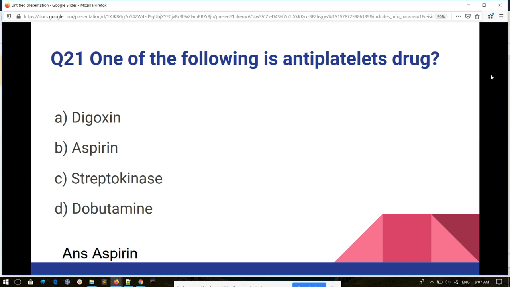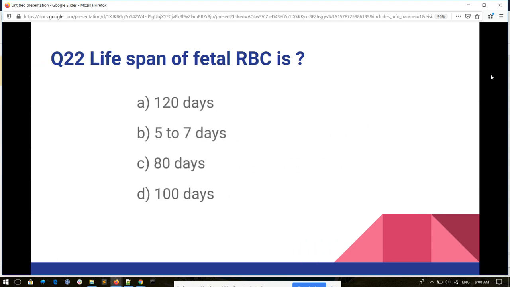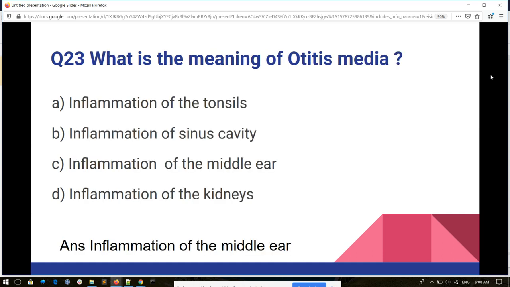Aspirin is an antiplatelet drug. Question number 22. The lifespan of the fetal RBC is 120 days, 5 to 7 days, 80 days, and 100 days. And its answer is 80 days. Question number 23. What is the meaning of otitis media? Inflammation of tonsil, inflammation of sinus cavity, inflammation of middle ear, and inflammation of kidneys. And its answer is inflammation of the middle ear. Otitis media means inflammation of the middle ear.